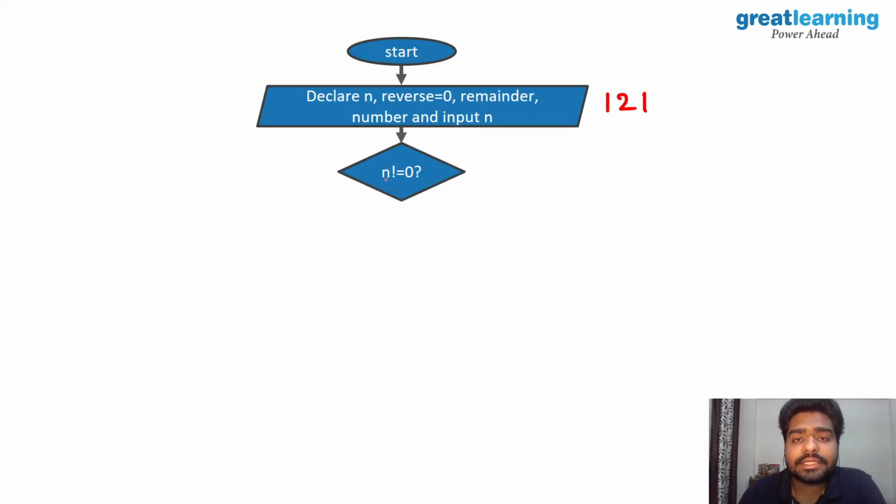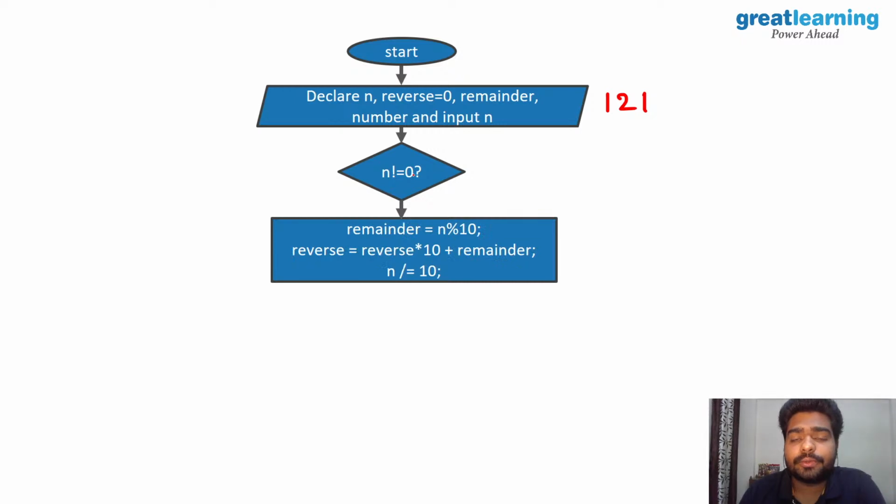What happens next? The while loop, right? N is not equal to 0, is it? N is 121. 121 is not equal to 0. True. So it comes down, right? So it comes down, do these three things. Remember the three coding which I wrote there? The logic. This was the logic, right? This is where we were dividing the number. This is where we are putting the reverse. And this is where we were getting the quotient.